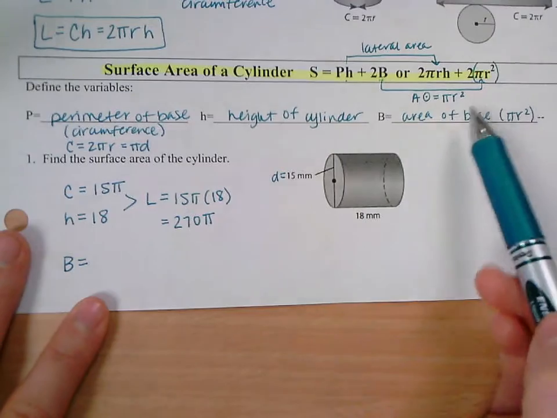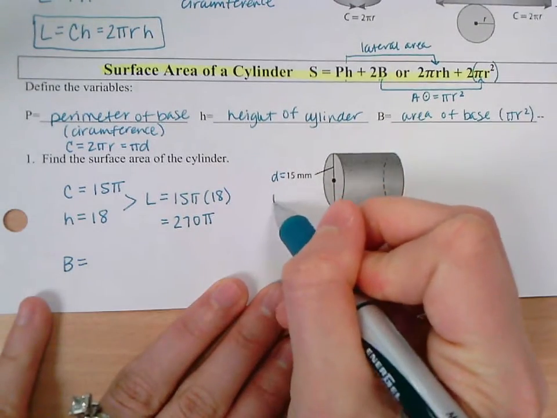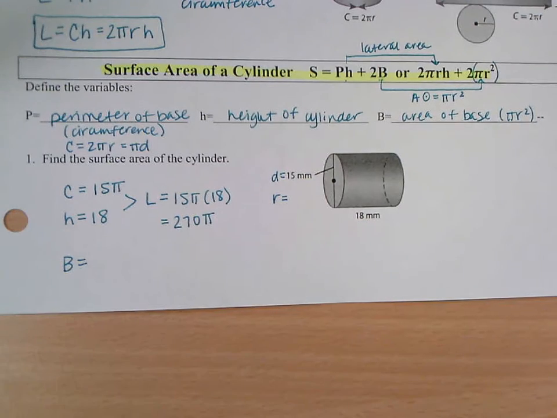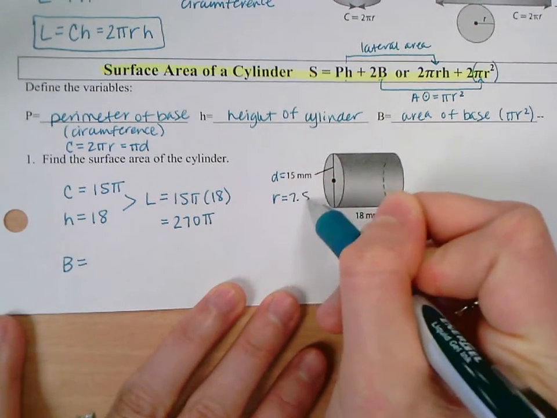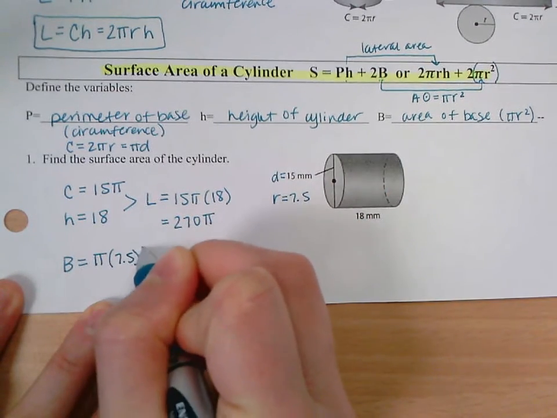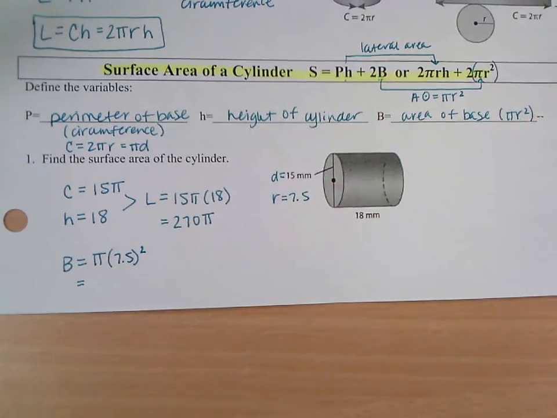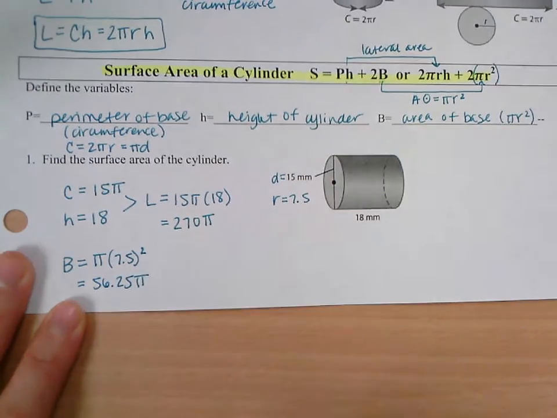And that is pi times the radius squared. So what would the radius be? 7.5. So I would have pi times 7.5 squared, which I'm just going to square 7.5, so that's 56.25 times pi.